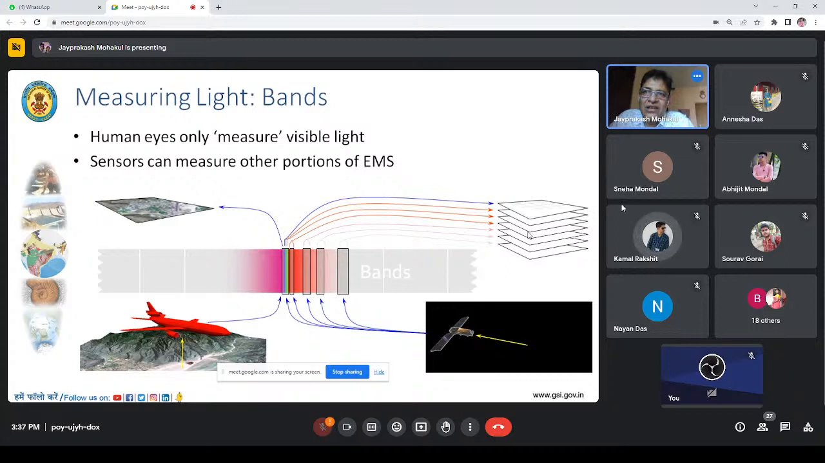Yes, sir. So basically, when you have a color image, you have three different rasters, right? And you are assigning blue, green, and red color guns to those three different rasters. Am I understood? Yes, sir.